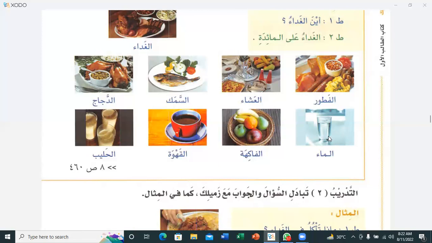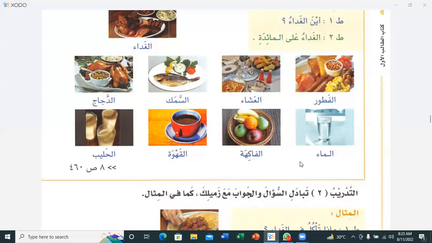How much? Kam is how much, no? Yes. Kam ma'u tashrabu fil yawm. Daily in Arabic is yawmiyan. Yawmiyan. Yes. Kam ma'an ashrabu, tashrabu, tashrabina. Tashrabu fil yawm. Fil yawm. Tashrabina.